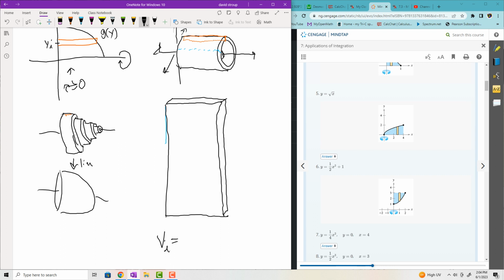So I need to get the dimensions. The first dimension that I'm going to get after is this length here. And if you look at the red rectangle, that's just the length of the red rectangle. So for any given position y sub i, that length will be g of y sub i.